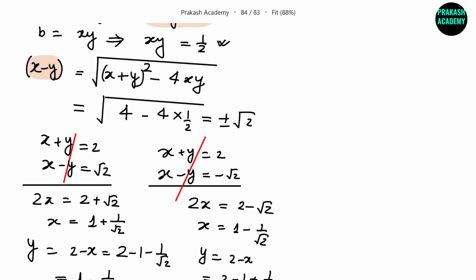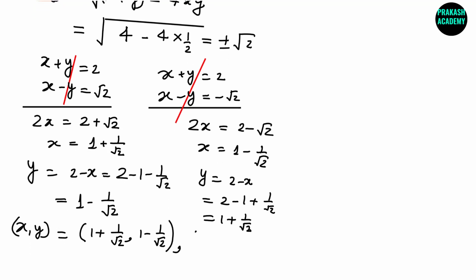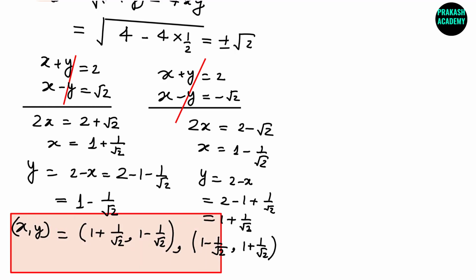So in this case, the solution is, so this is case 1. You have two solutions for x, y in this case. What are the solutions? You have x is equal to 1 plus 1 by root 2 and y is equal to 1 minus 1 by root 2. And here from the second case, you have x is equal to 1 minus 1 by root 2 and y is equal to 1 plus 1 by root 2. So this is the solution that you will get from the first case.